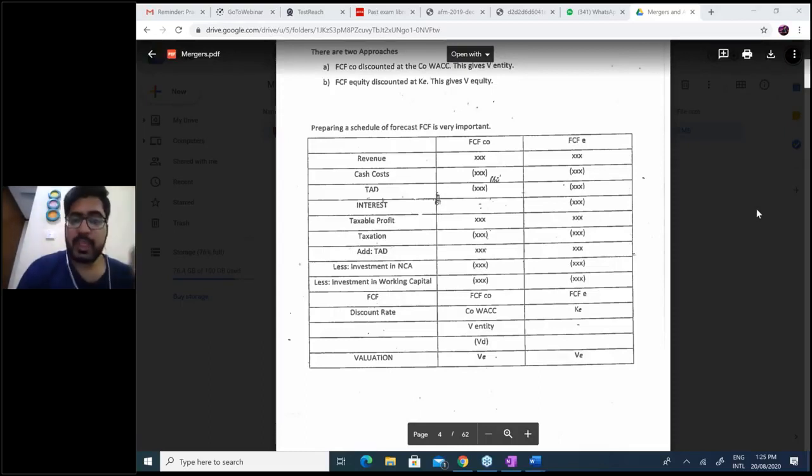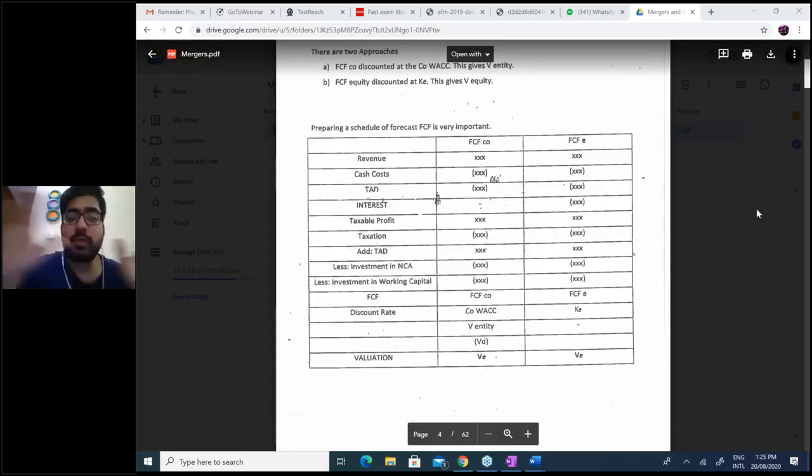Interest is always included in WACC. Since in FCF to company, you are using WACC, if we include interest above as well and we are taking WACC as well, interest would come two times. So since interest is already included in WACC and you are using WACC, no need to record interest.